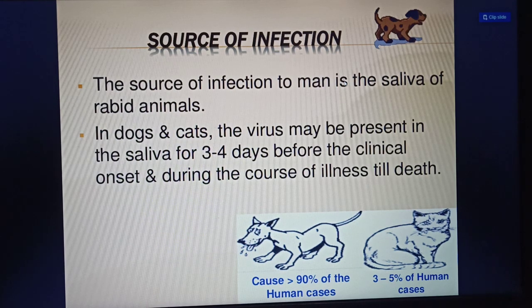Whenever the infection enters, the virus is present in the saliva. Before the clinical manifestations appear, the virus is exhibited, that is 3 to 4 days before, and the saliva is infected. If you are not treating this rabies virus, it leads to death only.